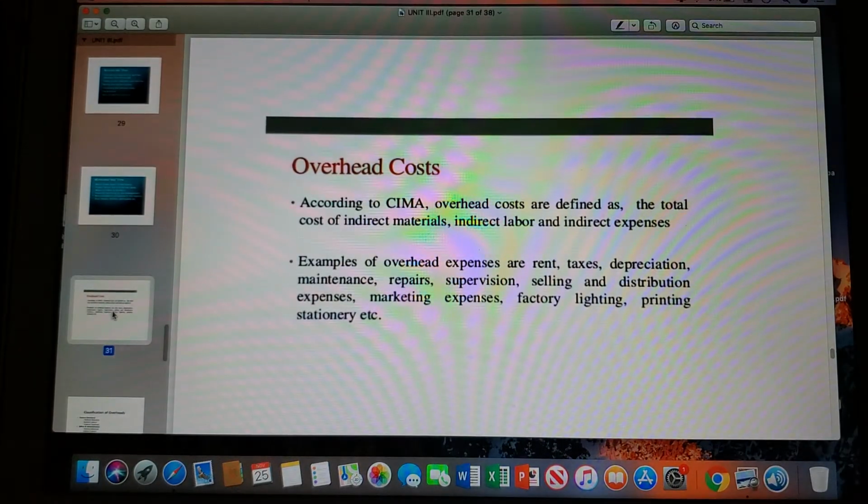Overhead costs. According to CIMA, overhead costs are defined as the total cost of indirect materials, indirect labor, and indirect expenses. Examples of overhead expenses are rent, taxes, depreciation, maintenance, repairs, supervision, selling and distribution expenses, marketing expenses, factory lighting, printing, stationery, etc.